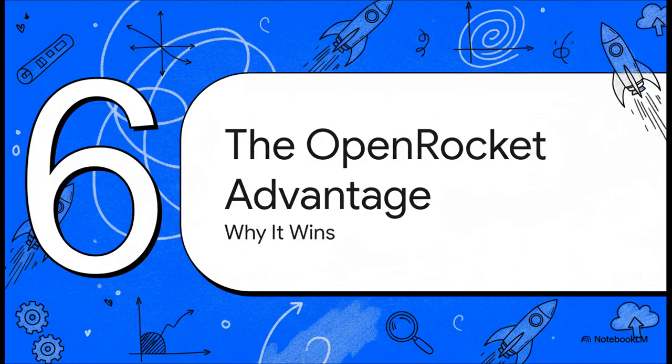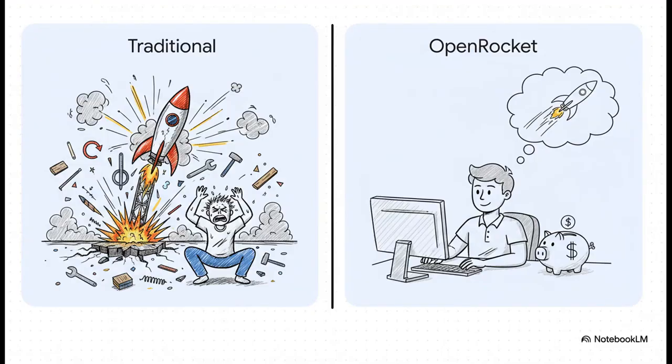All right, let's bring it all together. What's the real advantage of using OpenRocket? What makes it win? I mean, just look at the difference here. The old way, trial and error, it's risky, it's expensive, and it takes forever. OpenRocket just flips that whole idea on its head. It's safe, it's free, and you get instant feedback when you make a change. It is just a much, much smarter way to build rockets.